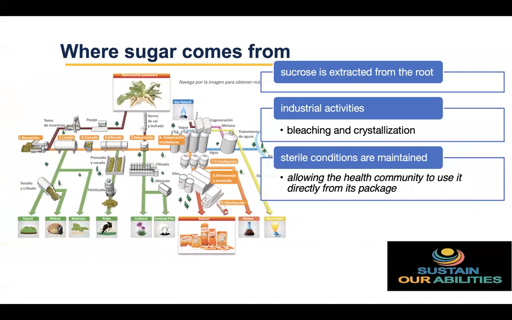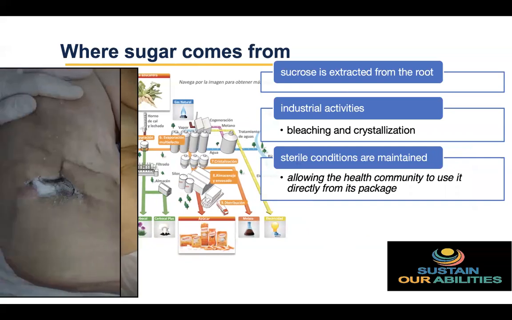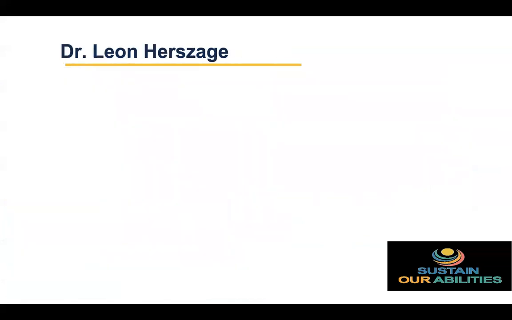Once sucrose is extracted from the root, industrial activities take place, involving bleaching and crystallization. Its sterile conditions are maintained from the manufacturer to the buyers, allowing the health community to use it directly from its package when it is used as a wound healing agent.